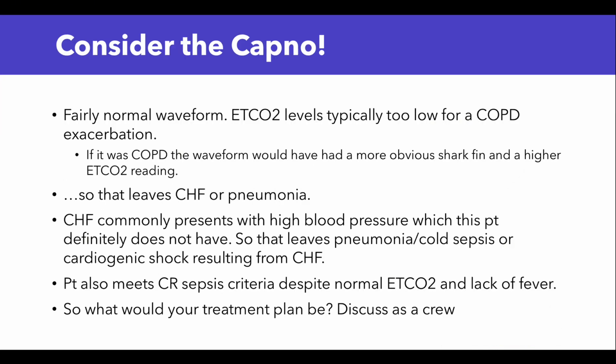All right, so let's consider the Capno. So it's a fairly normal waveform, and the EtCO2 levels are typically too low for a COPD exacerbation. If it was COPD, the waveform would have a more obvious shark fin and a higher Capno reading. So that leaves us with CHF or pneumonia. CHF commonly presents with a higher blood pressure, which this patient definitely does not have. So that leaves us with pneumonia or cold sepsis because he doesn't have a fever, or cardiogenic shock resulting from CHF. Patient also meets our sepsis criteria despite his normal Capno reading and lack of fever.